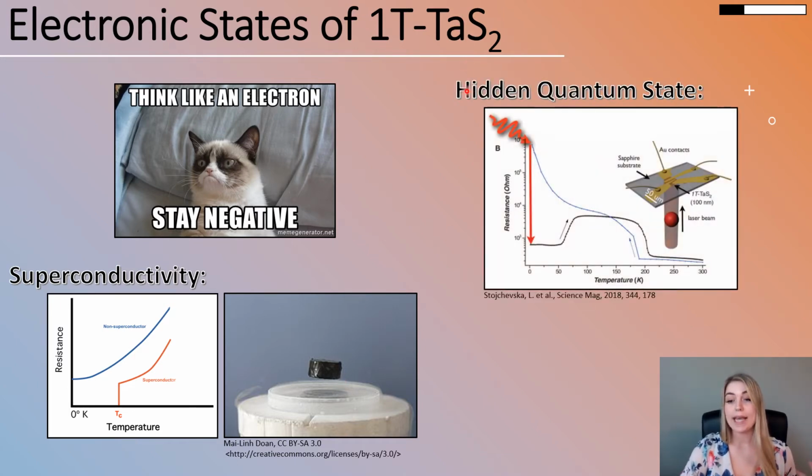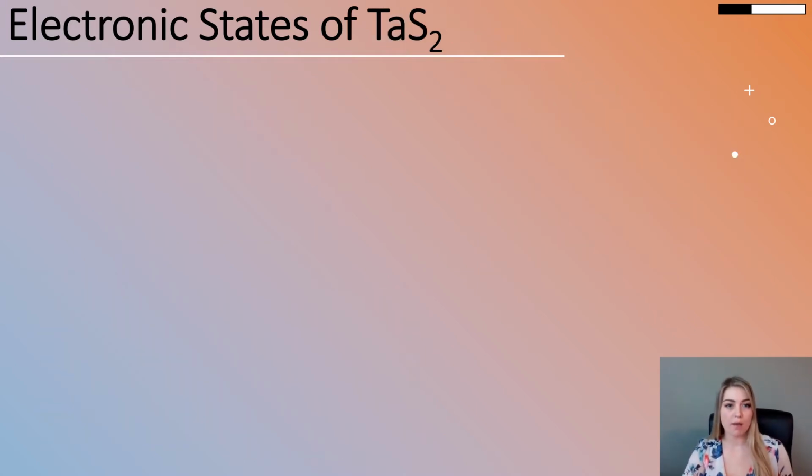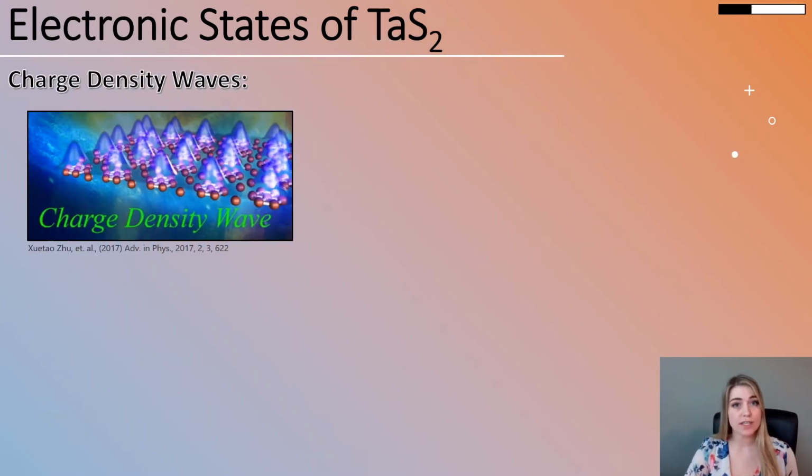There is also a hidden quantum state. This transition is unique because you can excite your material with a short laser pulse, and by doing so, the resistance drops by about 3 orders of magnitude. It basically undergoes an insulator to metal transition, and this state is extremely stable and a reversible process. So the main topic of today is charge density waves.